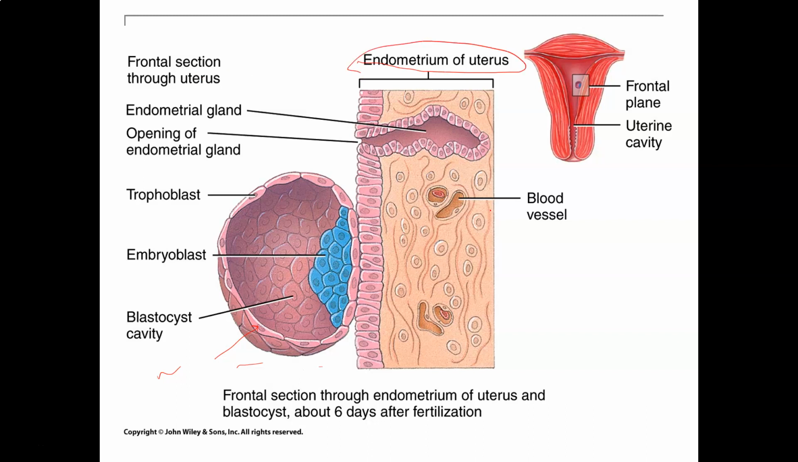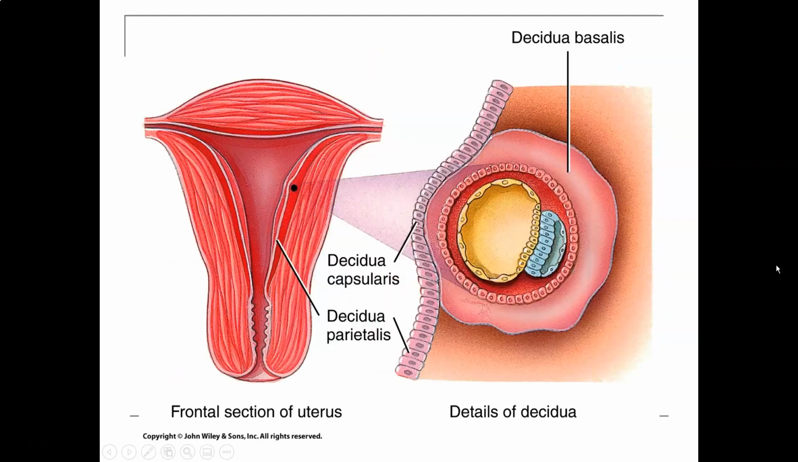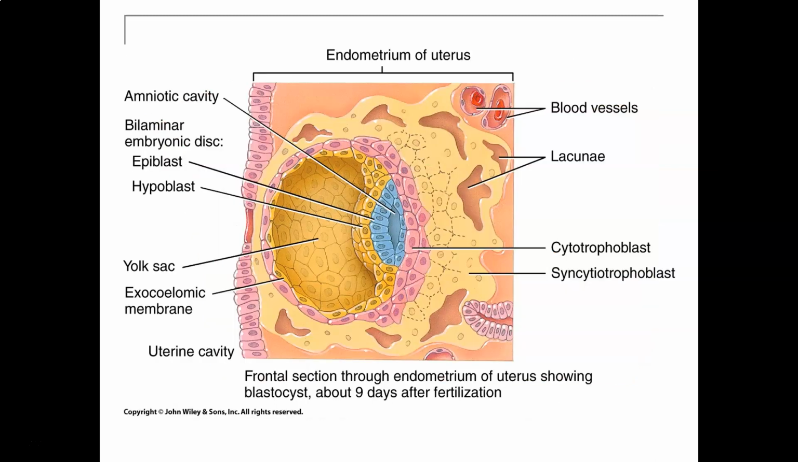That's the inner lining. Out here would be the myometrium with all the smooth muscle, and then the serous membrane on the outside. Anyway, this blastocyst is getting ready to implant. Here we see it's implanted now in the endometrium of the uterus. So that's implantation. And you see that all the while it's changing. And let's look at a couple more pictures of that.